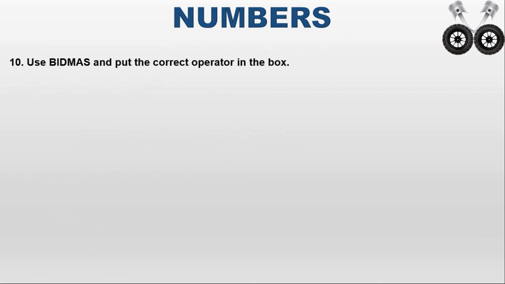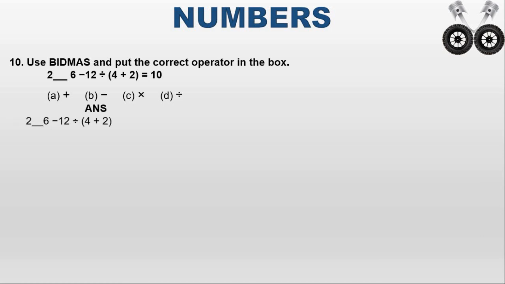What is the next one? Use BIDMAS and put the correct operator in the box. So one expression is given. In this expression, one operator is missing. So which operator should come? Either plus or minus or multiplication or division. We have to find it. Okay. So first write the given problem. So 2 box 6 minus 12 divided by 4 plus 2.